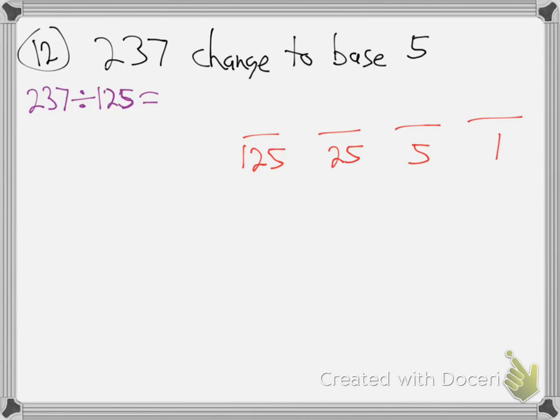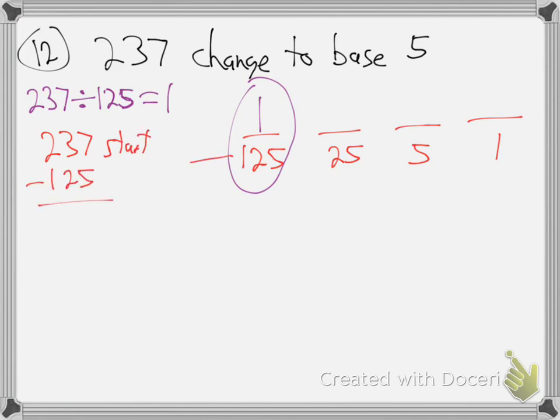So if you divide, don't you get one something, right? So it's just one. Good. So then, you want to think, okay, what is that? That's 1 times 125. So here's the 237 that I started with, and I'm going to subtract 125, leaves 112 left to go. 112 left to go. So keep going from there.